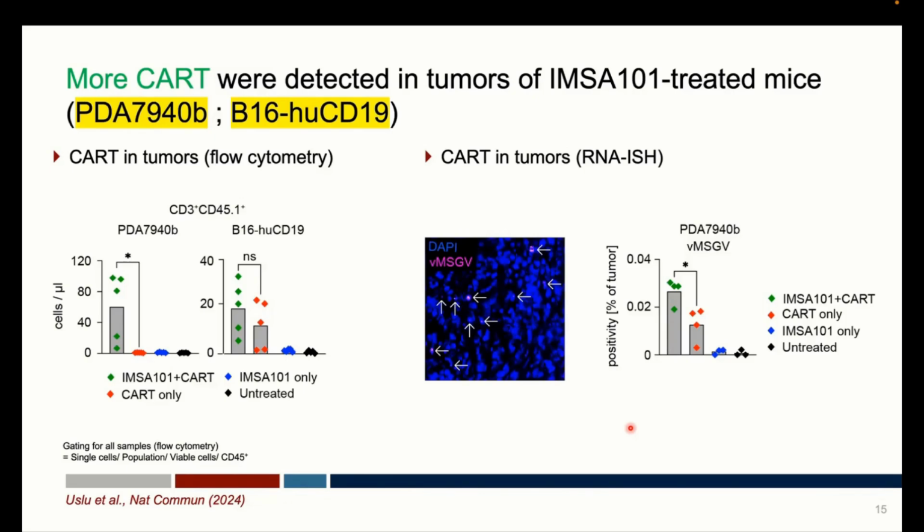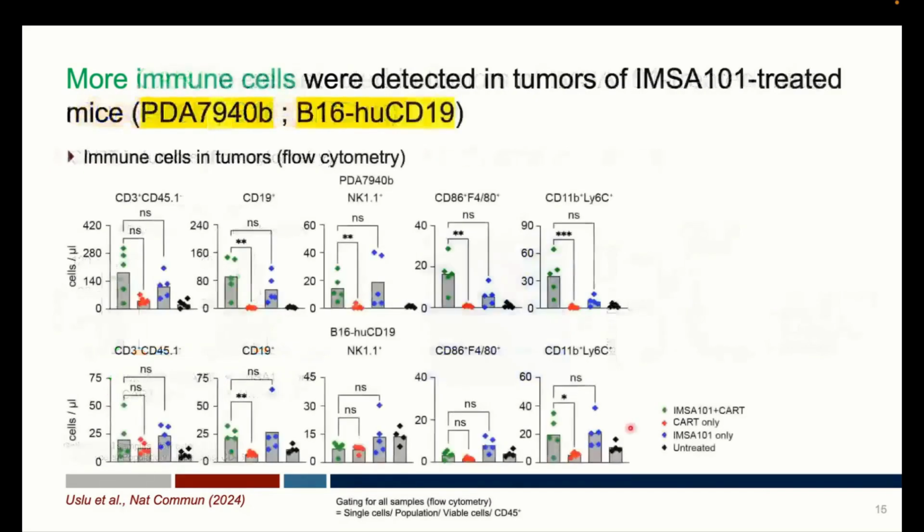We also looked in the tumors for other immune cells. So this is the flow cytometry data shown for different immune cells in the tumors: endogenous T cells, B cells, NK cells, macrophages, and MDSCs. On top, the PDA model, at the bottom, the B16 model. And you can see here that there are always more immune cells in the combination treatment group in green when compared to the CAR T alone group, but not between the combination treatment group and the STING alone group. So basically the green dots and the blue dots, these two cohorts always have higher levels, pretty much throughout all of the immune cells.